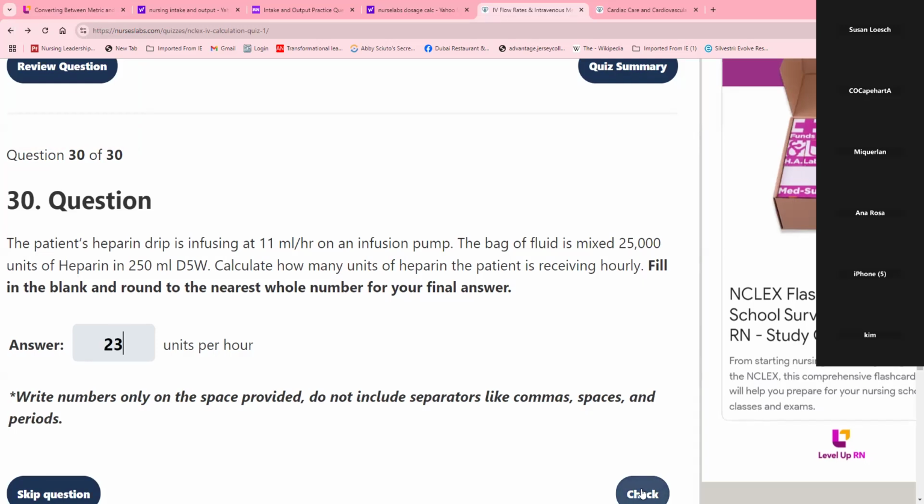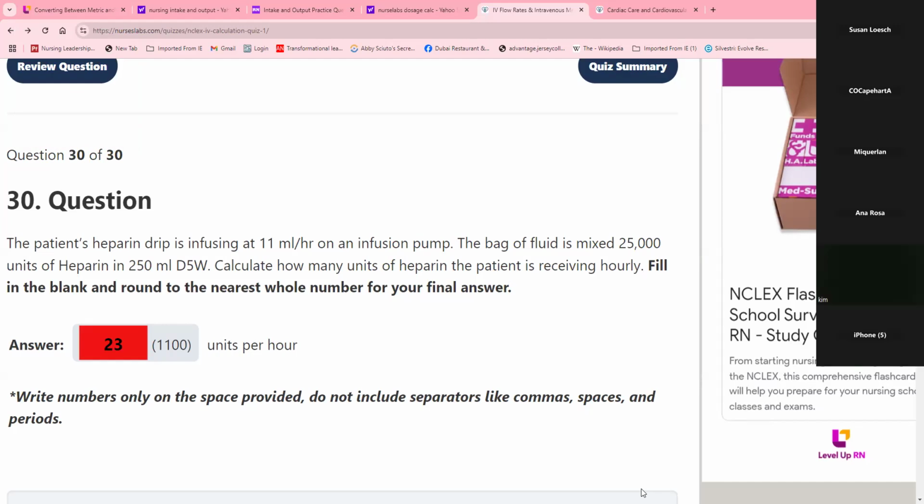All right, what'd you do? I did 250 ml divided by 11. So you have to do 25,000 units divided by 250 because this tells you how many mLs per hour, right? So you have to calculate how many units are in each ml. So 25,000 divided by 250 is 100. Then you multiply that times the 11, and the answer was 1100. Okay, got it.